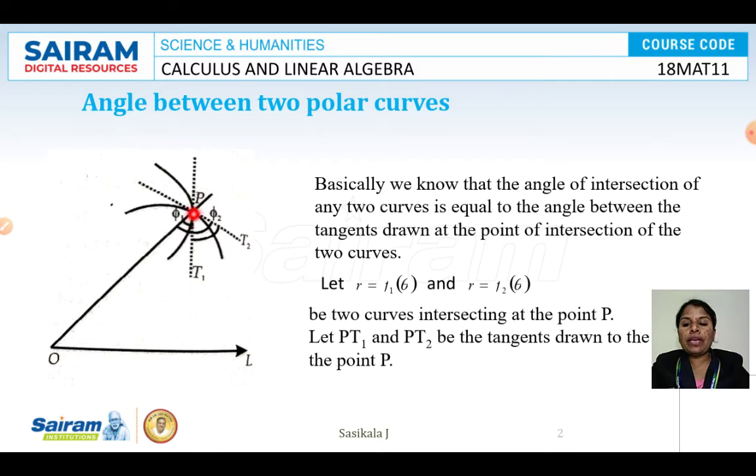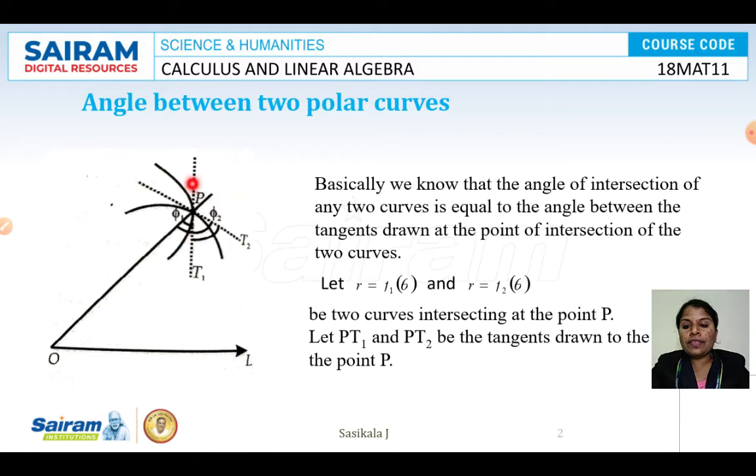In that, we have two curves, which are r = f(theta) and r = g(theta). You can assume the two functions are f1(theta) and f2(theta) for the two polar curves. From the first polar curve you can draw the slope, the dotted line, which is the tangent T1. And then from the second curve you will have the tangent T2.